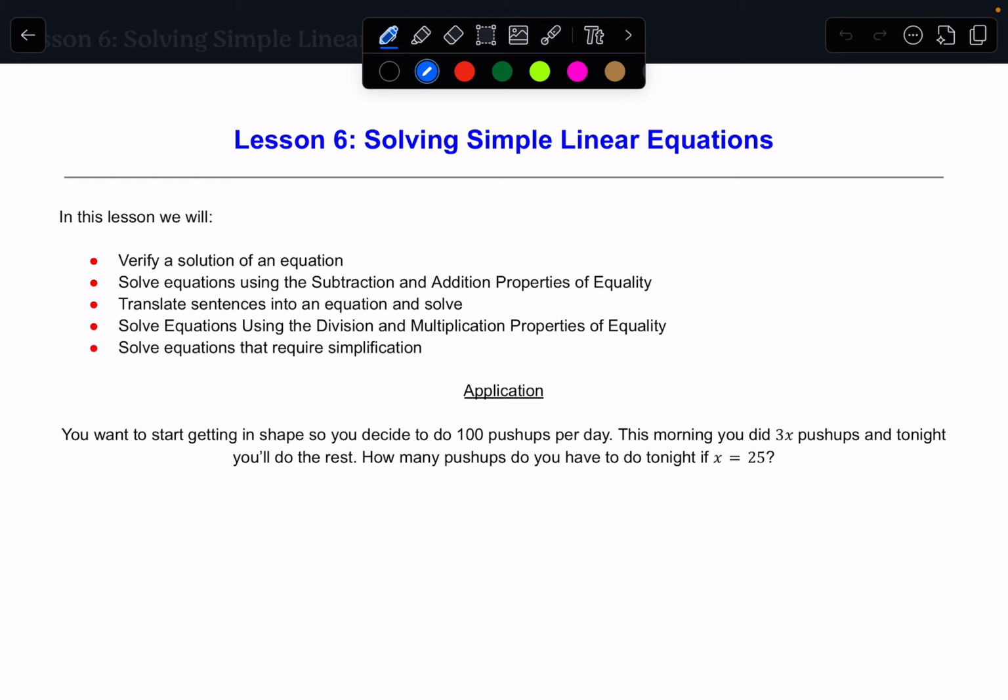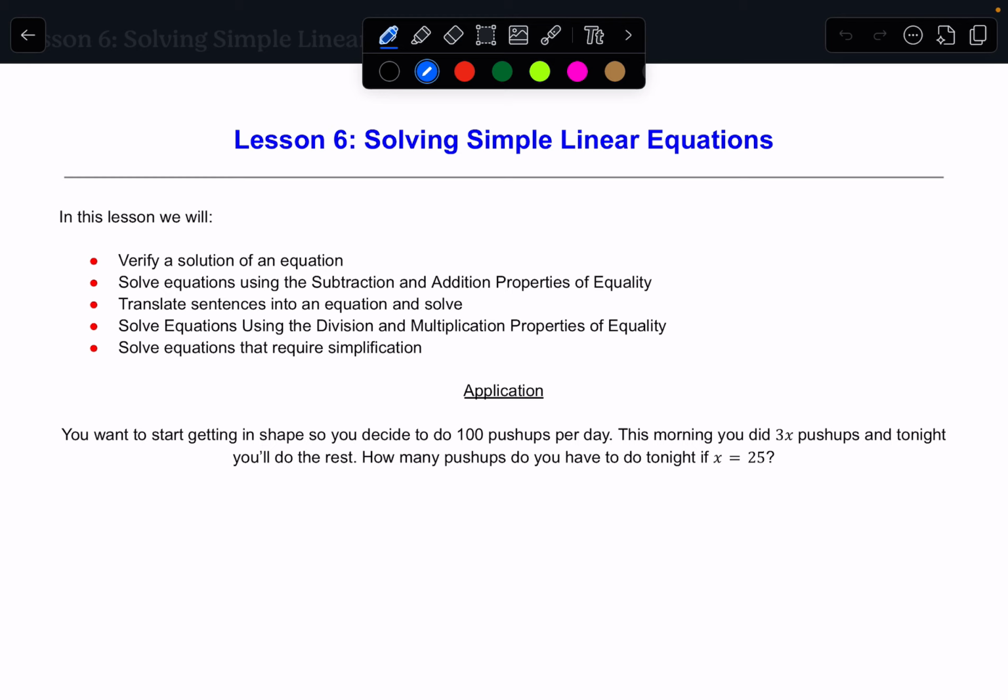We're going to be doing lesson 6 now, which is solving simple linear equations. I call them simple only because they're not going to have too many things we have to simplify in them. In the next lesson, we're going to beef these things up and add some more distractions, more craziness going on, so that we have to simplify first. But in this one, not too much to simplify. The last couple problems a little bit, but still not too bad.